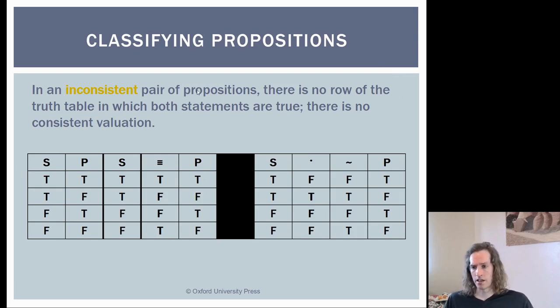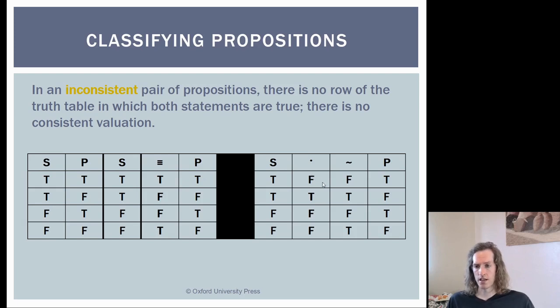So if we look at this example, the first proposition we have is S if and only if P. The second proposition we have is S and not P. So the biconditional is the major operator on the left side, and the conjunction is the major operator on the right side.